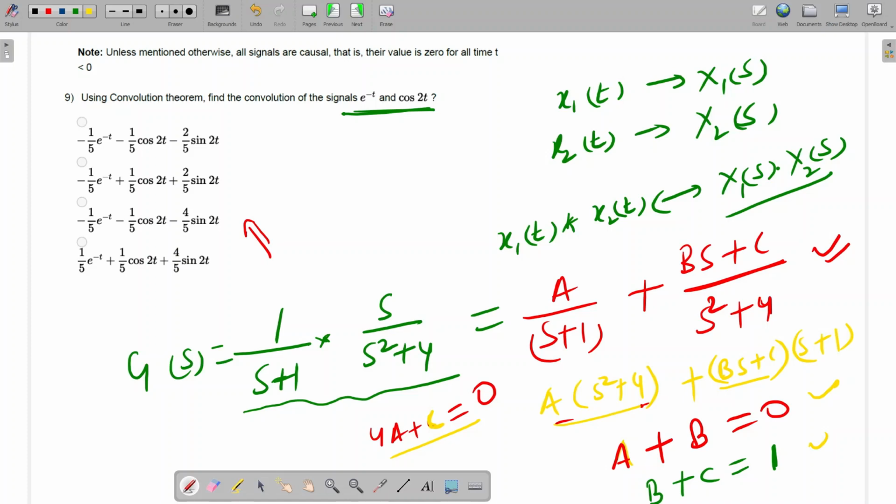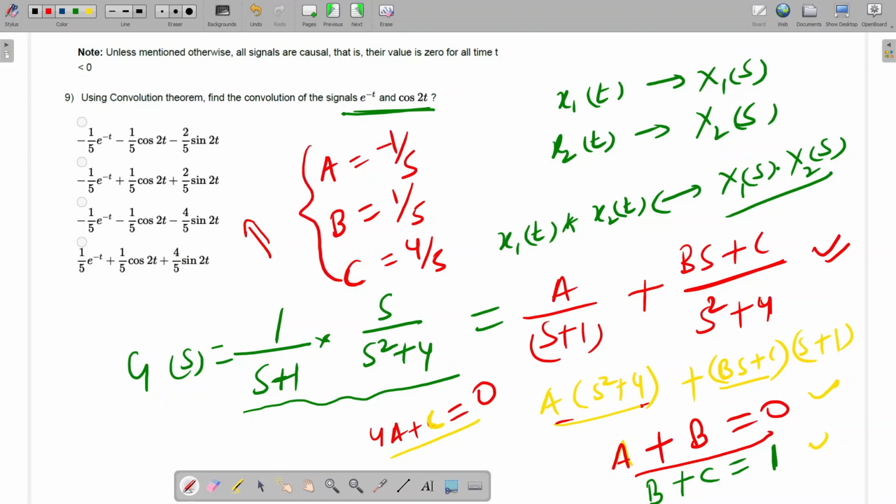Is it correct? A is equal to minus 1 by 5. B is equal to how much? It will be 1 by 5. See, from this equation, B is equal to 1 by 5. And C will be 4 by 5, I think. So which option are we getting?